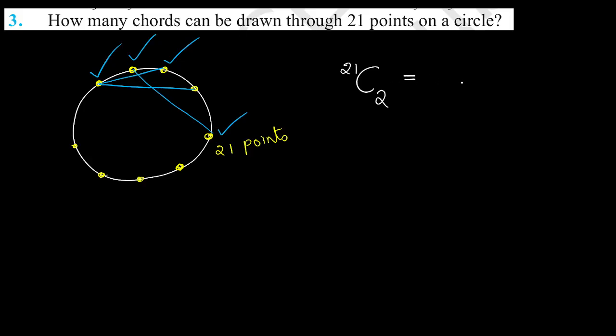In the simplest way we can evaluate, starting with n, 21. Subtract 1, you will get 20. The lower number is 2, so only 2 products are allowed. The denominator is factorial of 2, 2 into 1. 210 chords I can draw. All of you please write it down.